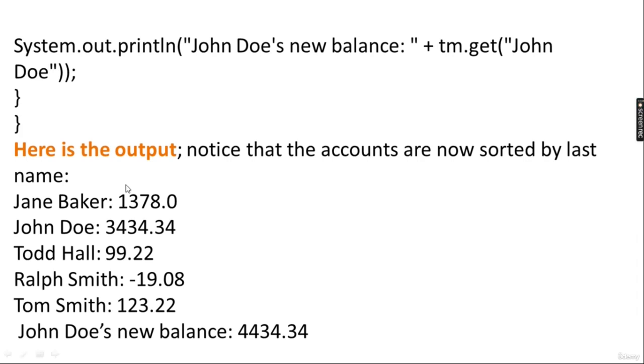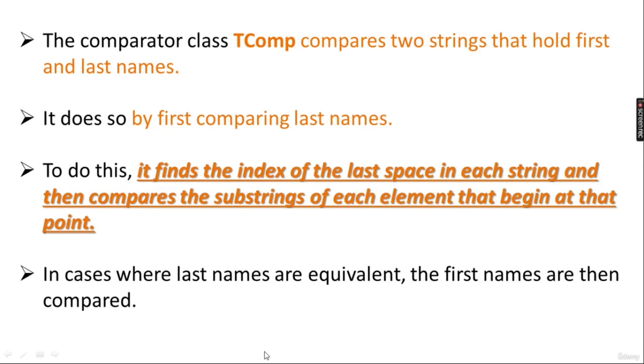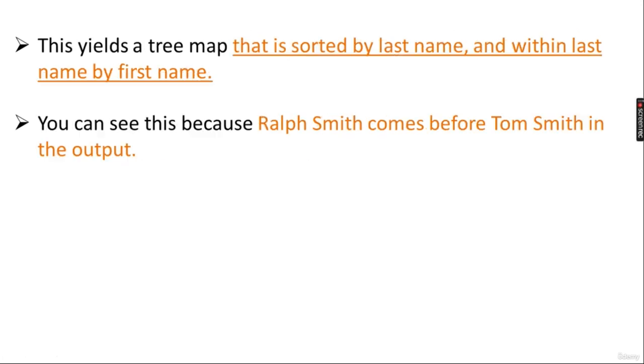So now Jane Baker, John Doe, Todd Hall, Ralph Smith and Tom Smith, and output is displayed one after another. Comparator class T compare compares two strings that hold the first and last name by first comparing the last name. Okay. So what does it do? It finds the index of the last space in each string and then compares the substrings of each element that begin at that point. In cases where last names are equivalent, the first names will be compared.